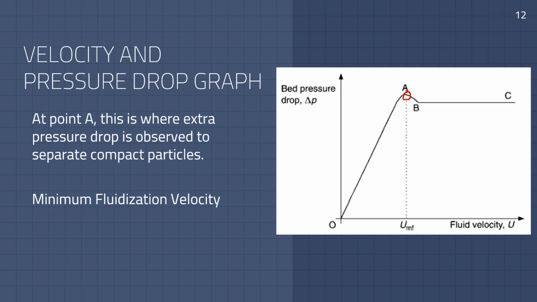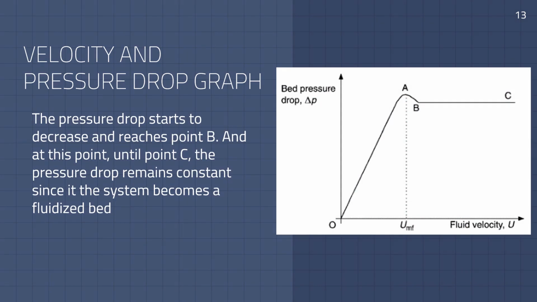adhesive forces. Moreover, it is also at this point where the system starts to exhibit fluid-like behavior. Hence, point A also marks the minimum fluidization velocity. After the separation of compact particles, the pressure drop lessens and remains constant as the fluid velocity becomes faster. This may be due to the fact that the system becomes a fluidized bed. Hence, the pressure drop remains constant as velocity is increased.